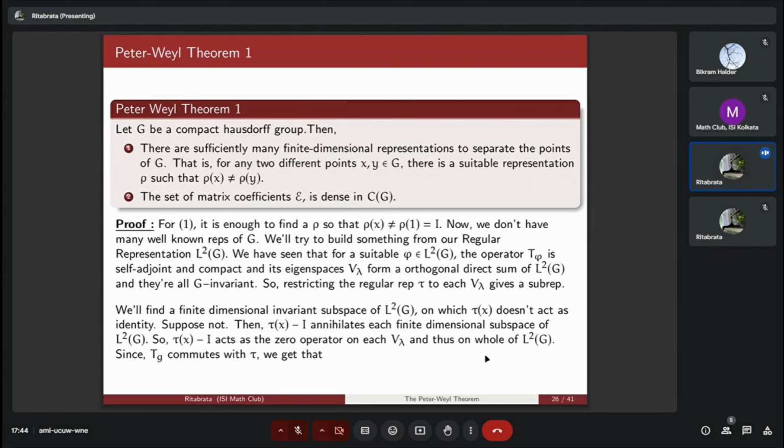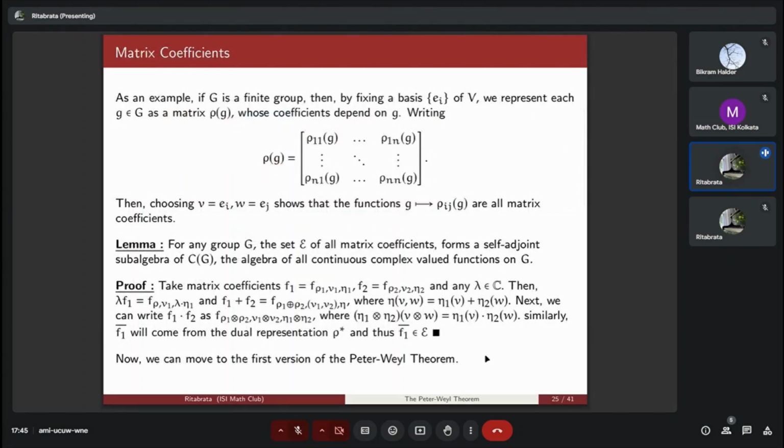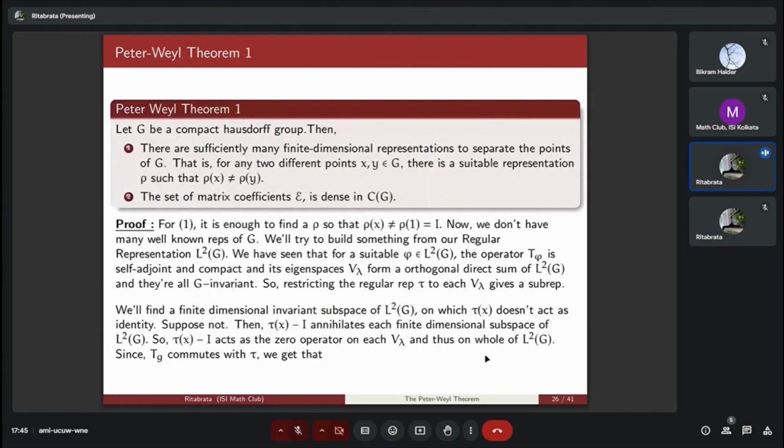Given any two distinct points, we can find a representation such that the way x and y are represented as matrices, they are not the same matrices. The second statement is that the set of all matrix coefficients is dense in C(G), that is, all continuous functions on G. Let us try to prove the first statement. The second statement will easily follow from the first statement together with the previous fact about the self-adjoint algebra. We'll apply Stone-Weierstrass for the second statement.